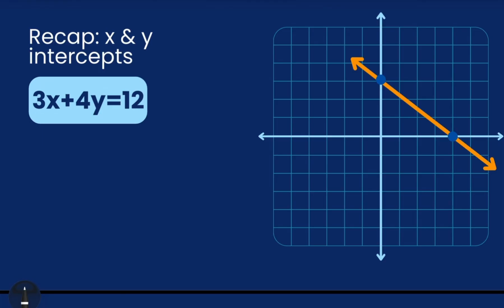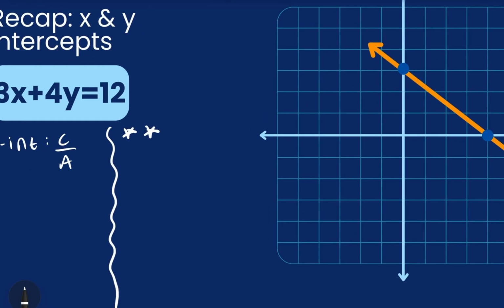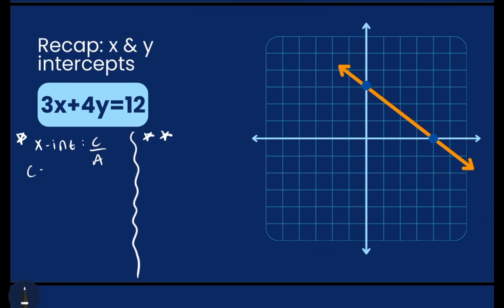Now let's recap finding my x and y intercepts. Remember, there are two ways to find x and y intercepts. I'm going to do it the shortcut way, and I'm going to do it using our methods. The shortcut way is that our x-intercept, which I'm going to write as int for short, is found by dividing c by a. So c in this case is always the number that's by itself, which is 12.